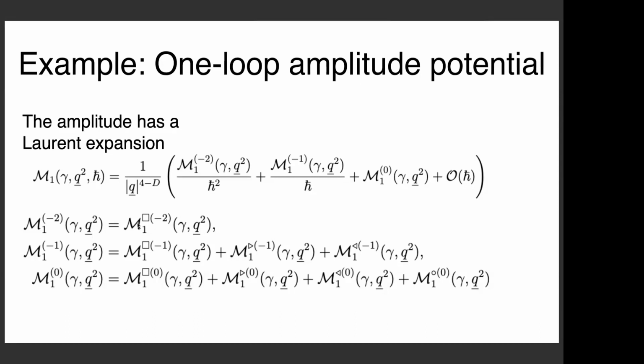So for instance, the box function is the only one that will contribute to the maximal power of h bar inverse. While if you go to the next order, it will be mixed in with effects from the triangles. And if we go to the 0 order, we get a mix of the box, the triangles, and also the bubble term here.